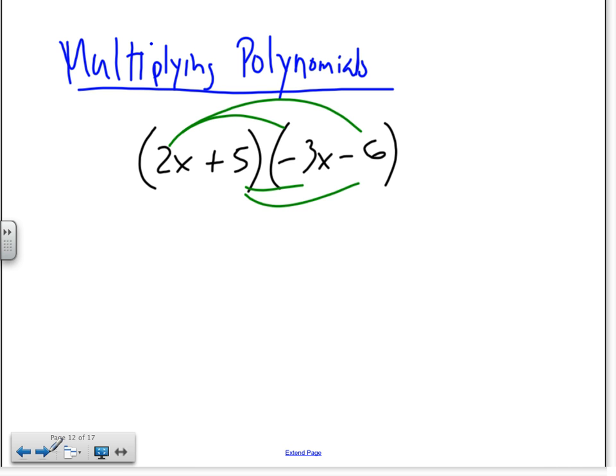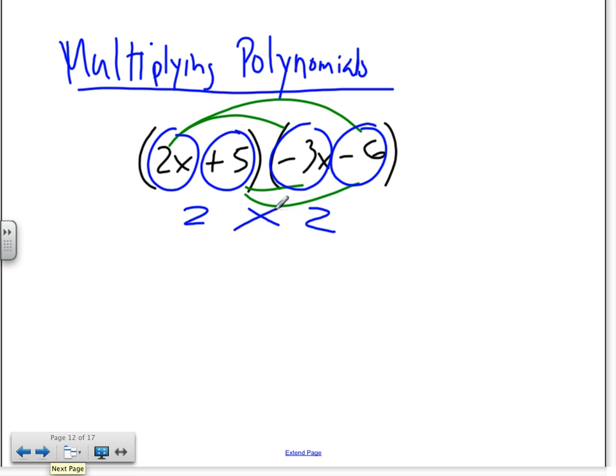By the way, how many terms do we have here? Two. So we have a 2x and a positive 5, right? That's 2 terms. And this, how many terms? 2. Okay, what do we circle? 3x and 86. So what you do is, once you identify that, this is a binomial, so it's two terms. That means it's a 2 by 2.